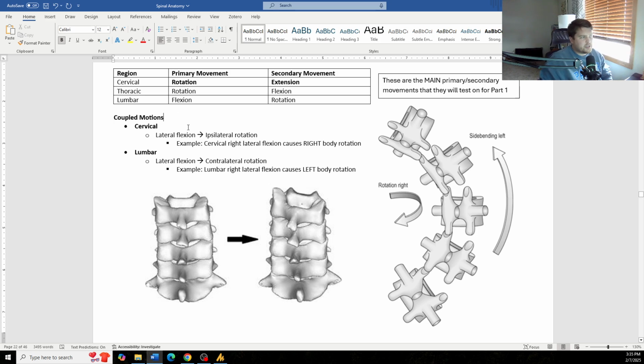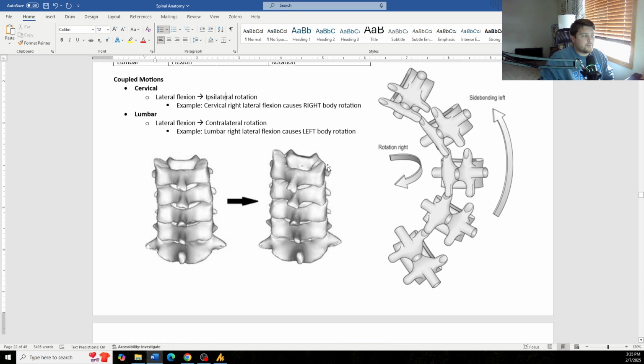The coupled motions, those secondary movements, are what you're going to get asked about the most. This will pop up in part 2 and part 3, when you're talking about some of the spinal anatomy specific stuff. These will pop up in those exams a little more, but you can have a question on this here. So with lateral flexion in the cervical spine, we get ipsilateral rotation. So if we right lateral flex, the body rotates to the right as well. In the lumbar, if we laterally flex, so right lateral flexion, that causes left body rotation.